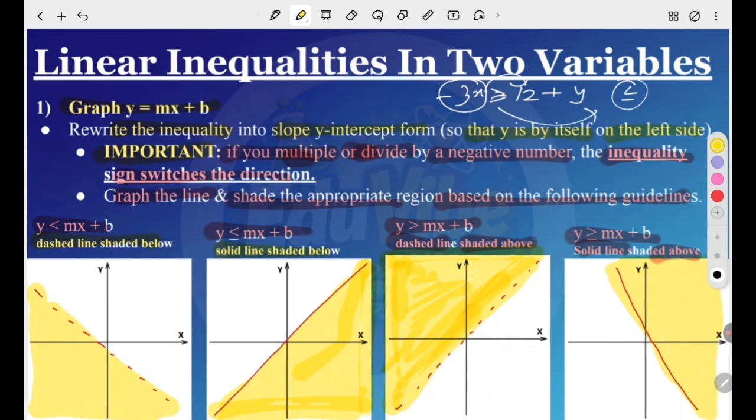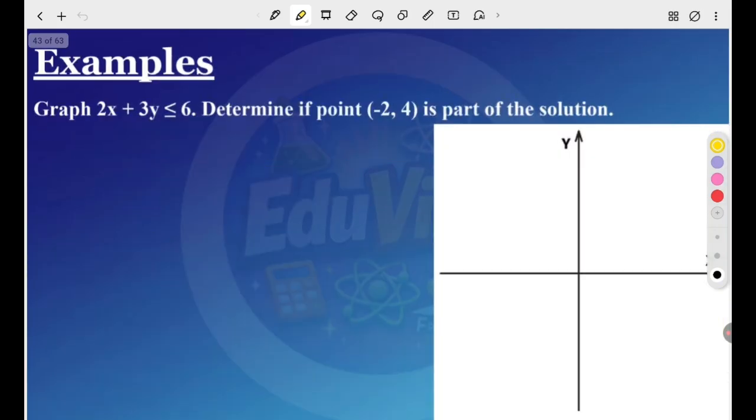So that's how you can make the graphs of different types of inequalities. We have to shade the regions in this. So let's move on to the example now. In this, we have to make the graph of 2x plus 3y less than or equal to 6. Determine if the point minus 2 comma 4 is part of the solution or not.